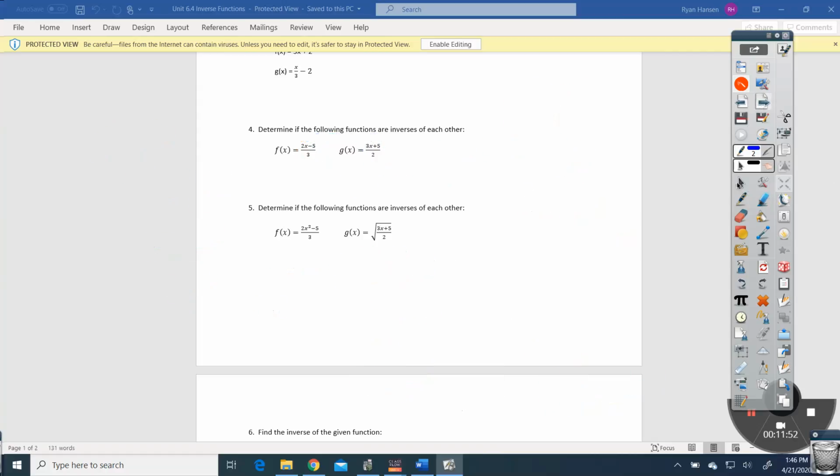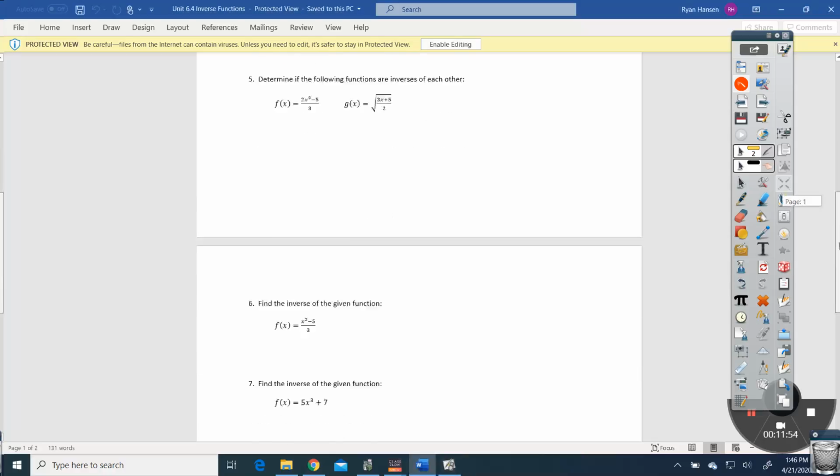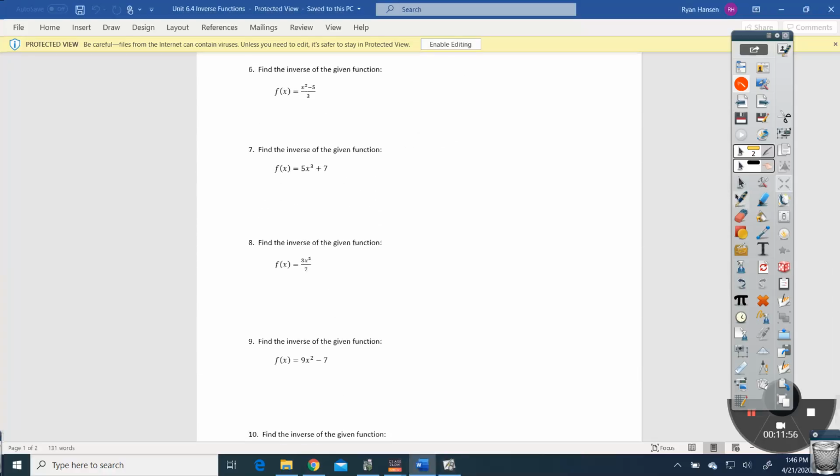So now, let's move on to questions 6, 7, 8, 9, and 10. In these problems, you're supposed to find the inverse. Now that we've determined how to see if functions are inverses of each other, let's just find what the inverse is.